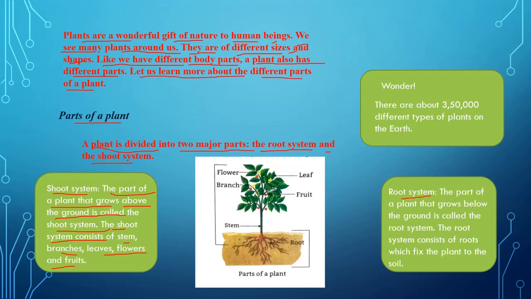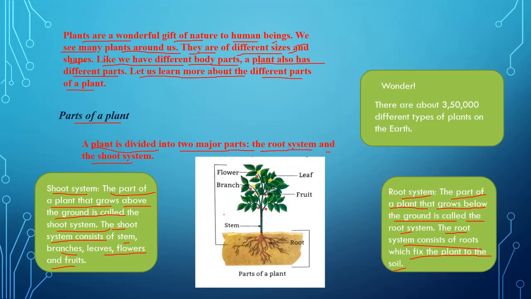So we will read about the root system. What is the root system? The part of a plant that grows below the ground is called the root system. So the root system consists of roots which fix the plant into the soil. Roots will only fix the plant into the soil.